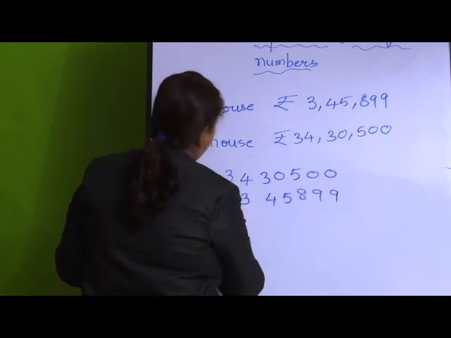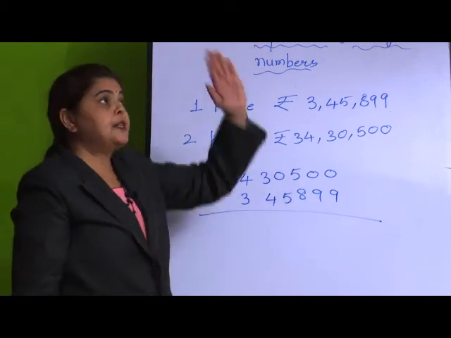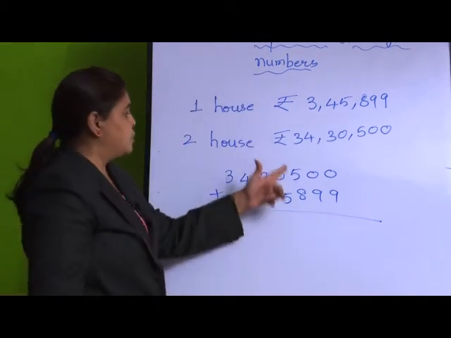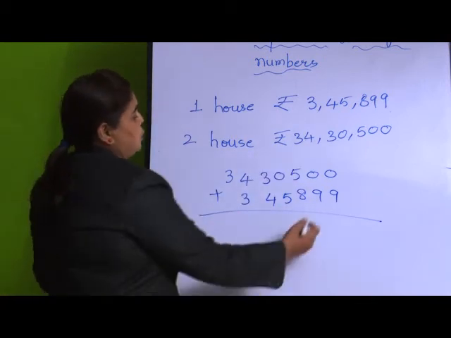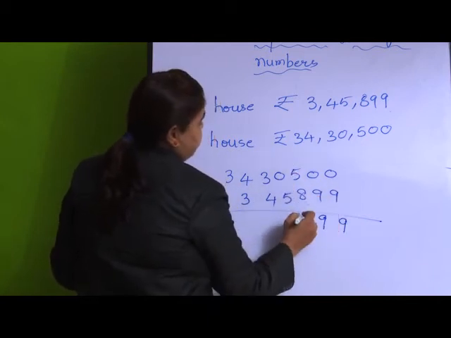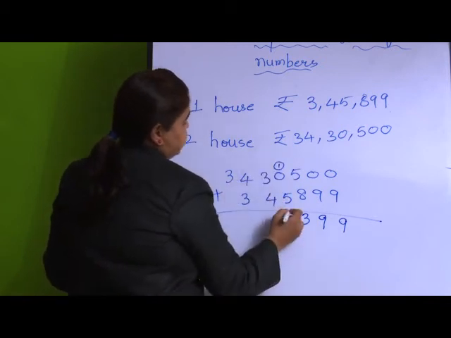Because now you students know how to arrange the numbers vertically and in an aligned manner, one below the other, in a line. Now we will do the total of this. 0 plus 9 is 9. 8 plus 5 is 13, 1 carry. 5 plus 1 is 6.